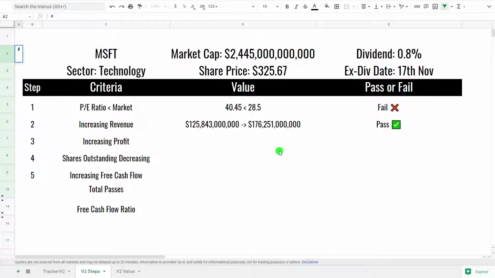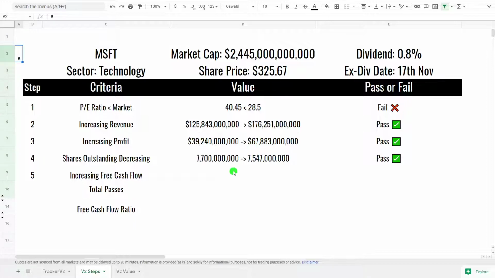Revenue is increasing, 125 billion to 176 billion. So that is a pass. Then we want to look at the profit, 40 billion to almost 68 billion. So that is a massive pass once again. Are they buying back their shares? I'm going to say yes, and they are, 7.7 to 7.5. So that is another pass there. Microsoft are buying back their shares.